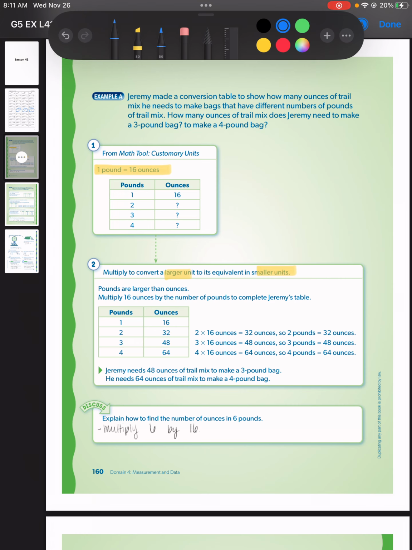Then we jump into the heart of the session today, and this starts with an example. In this example, you can see that we are converting between pounds and ounces, and they are telling students that 1 pound equals 16 ounces. That is critical. When we move to step 2, they're telling us that when we convert a larger unit to a smaller unit, we always multiply. So you want to just emphasize this with students before looking at the problem.